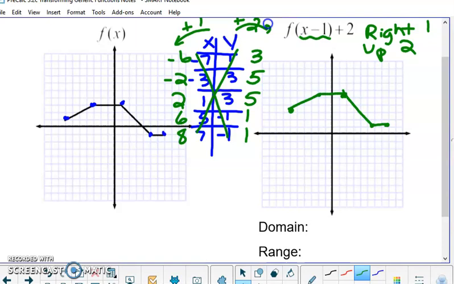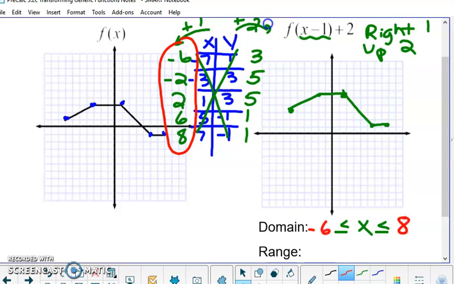And the graph should look like it's the same size. It wasn't stretched or shrunk. It just slid to the right 1 and up 2. Okay? So again, if I look at my x's, I can see it both on the graph and the table. If I look at the table, the lowest is negative 6, the highest is 8. If I look at the graph, I can see the same thing. It goes to the left 6, to the right 8.